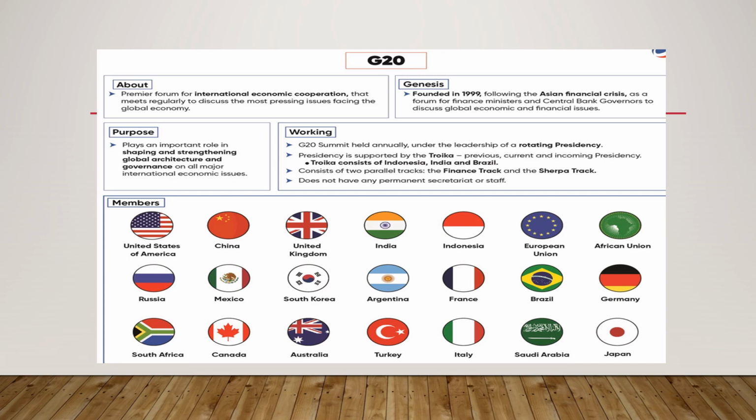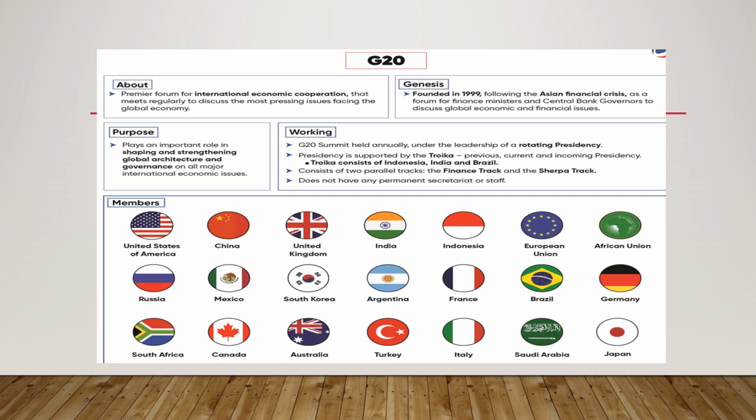The presidency is supported by the troika, in which we have the previous year's presidency country, the current year, and the incoming presidency. As of 2023, we have Indonesia. It was held before India. It was held in Indonesia, then India, and then Brazil. It consists of two parallel tracks, the finance track and the Sherpa track, and also it does not have any permanent secretariat or staff. These are a few important points which we should know.